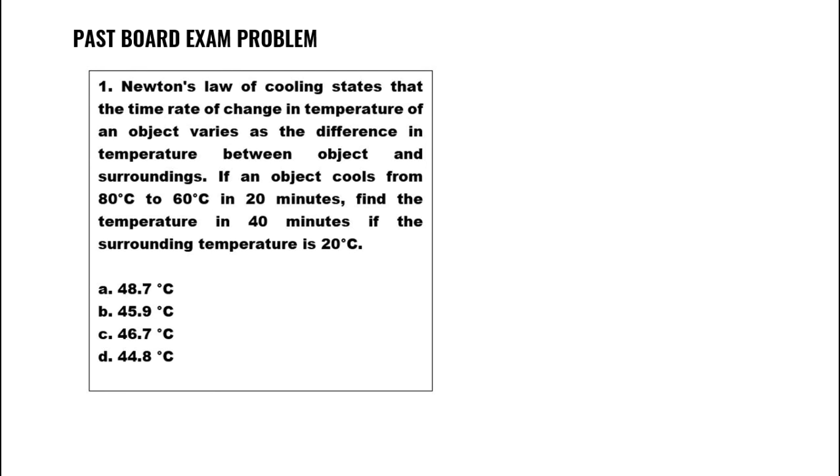So you have here, Newton's law of cooling states that the time rate of change of temperature of an object varies as the difference in temperature between object and surroundings. So if an object cools from 80 degrees to 60 degrees in 20 minutes, find the temperature in 40 minutes if the surrounding temperature is 20 degrees Celsius. Okay? Now here, let's get our calculator.